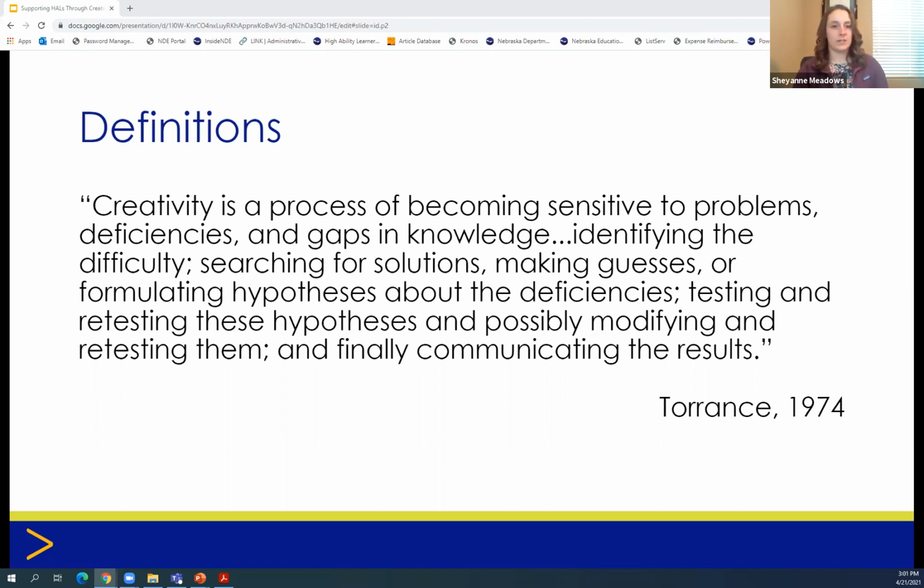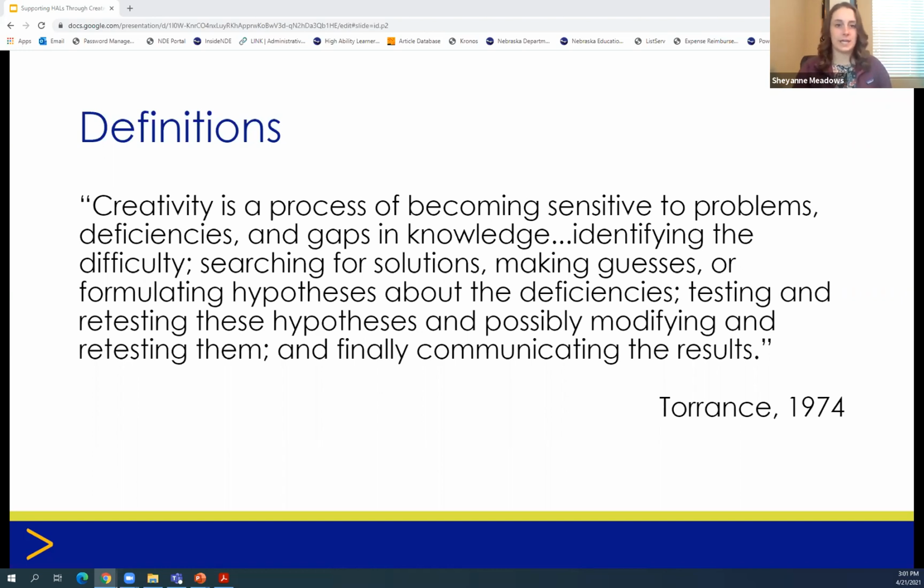And he defines creativity as a process of becoming sensitive to problems, deficiencies, and gaps in knowledge, identifying difficulties, searching for solutions, making guesses, formulating hypotheses, testing, retesting hypotheses, modifying, and finally communicating results.